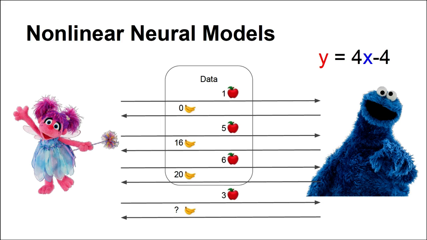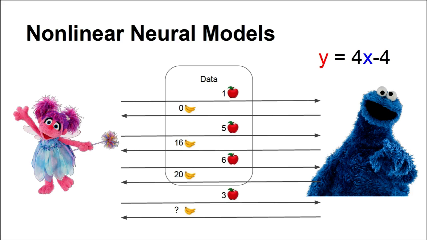Basically, the function y equals 4x minus 4 is linear. So the more apples you give, the more you will receive. And if it's inversely proportional, the more apples you give, the less you will receive. But it's going to be proportional in some way to your input. But the problem is that most of the phenomena that happen in real life tend not to be linear.